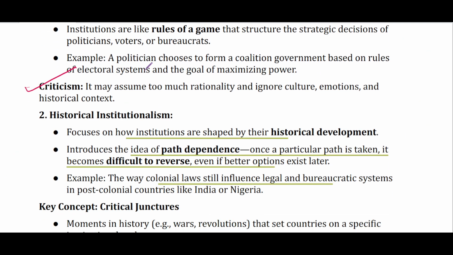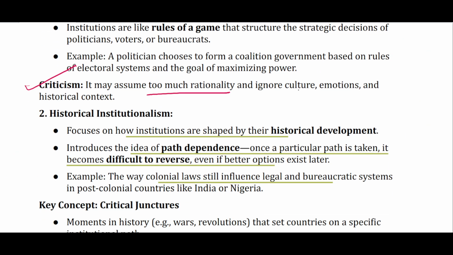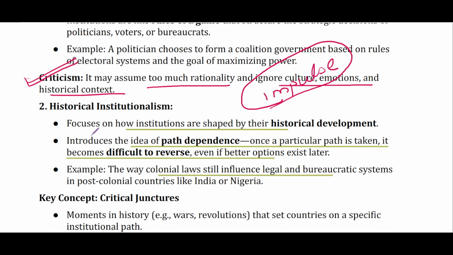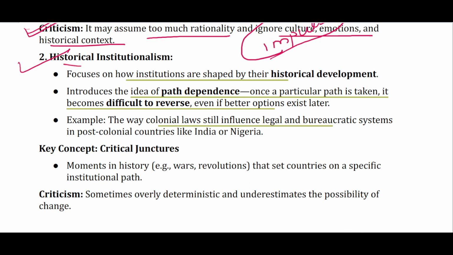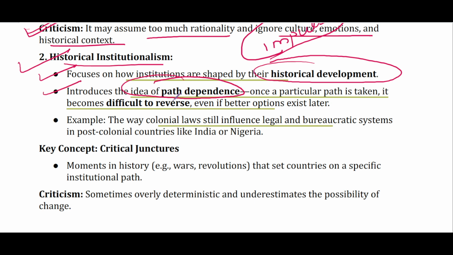Fair criticism: it assumes too much rationality and ignores culture, emotion, historical context, and even passions and impulses. So many factors are ignored here. The second type is historical institutionalism. This type focuses on how institutions are shaped by their historical development. Here it introduced the idea of path dependence, that once a path is taken, it becomes difficult to reverse it, even if better options exist later.